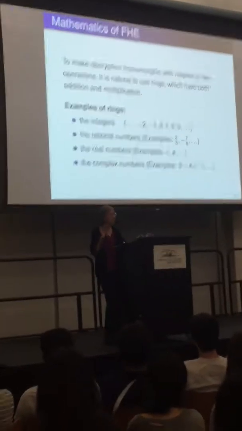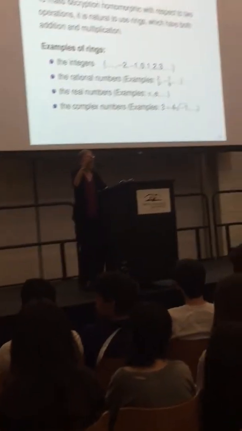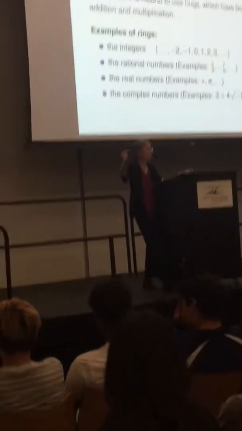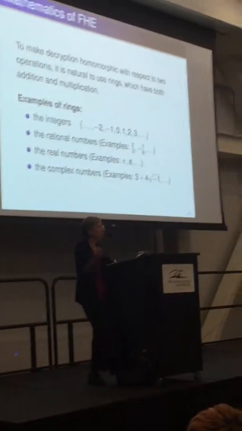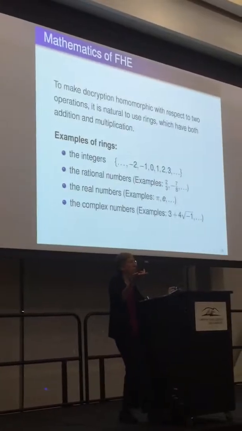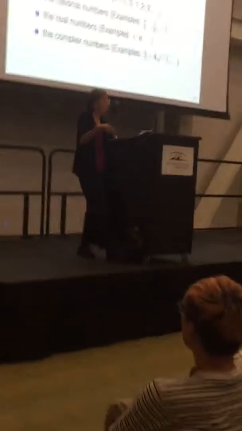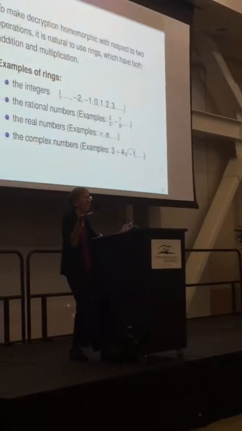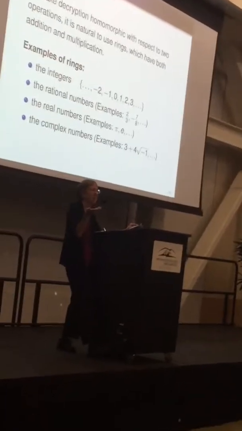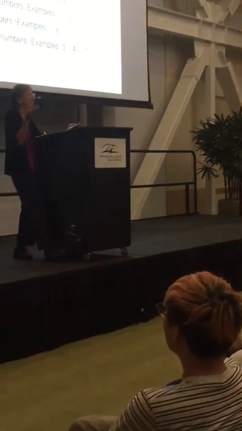Let me give some examples that you should be familiar with. So the integers. So 0, 1, 2, 3, 4, and so on, and -1, -2, -3, and so on. Those are the integers. Well, if you add two integers together, do you always get an integer? Yes. If you multiply two integers together, do you always get an integer? Yes. Okay, so the integers form a ring. That's your basic example of a ring that you should keep in mind.